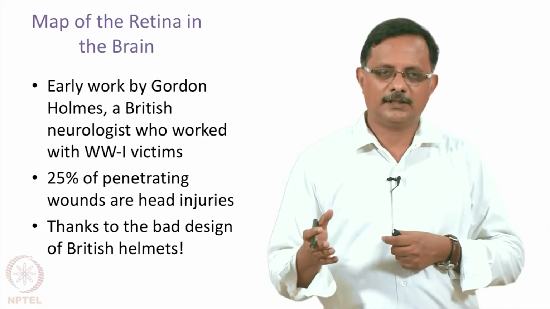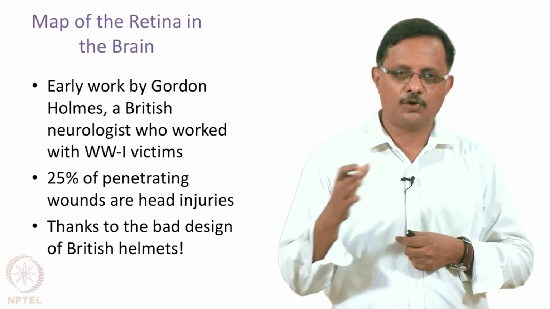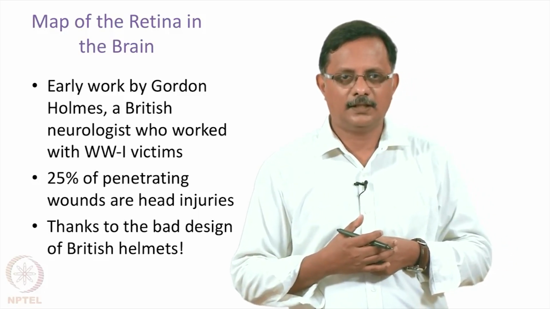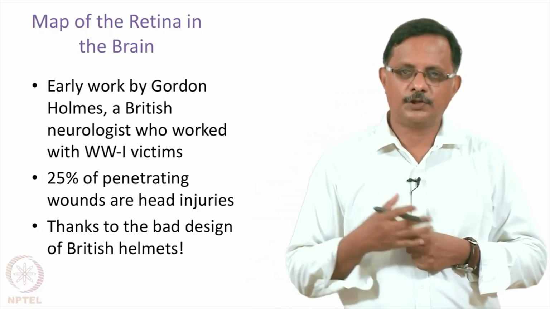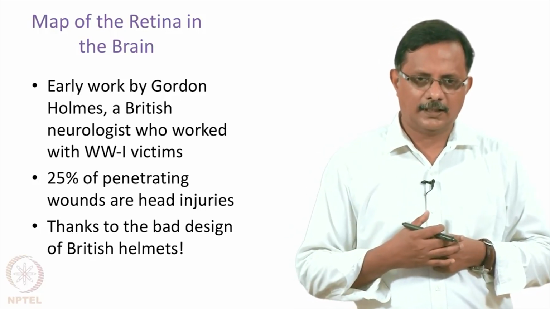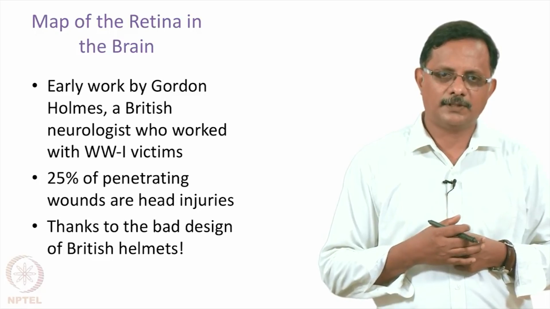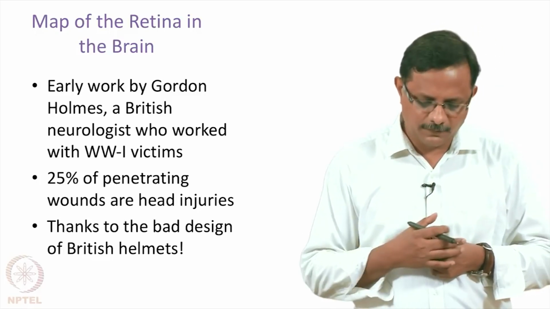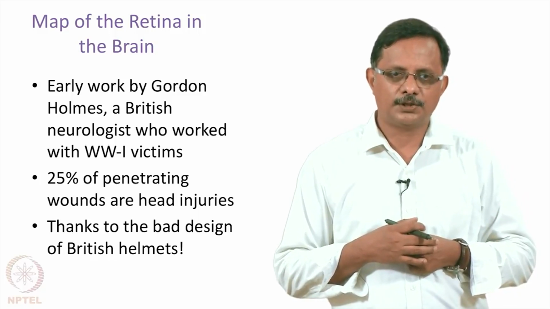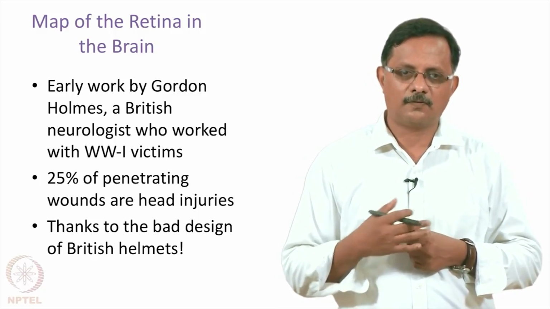We talked about the maps in the somatosensory area and the motor maps, but maps can be found in every other modality. So, for example, there are visual maps of the retinal image onto the visual cortex. Some of the earliest work on the visual maps in the brain came out of the work of a neurologist called Gordon Holmes. He is a British neurologist who worked on World War I victims.